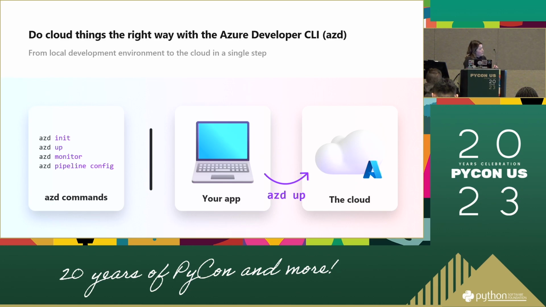But with AZD, the whole point is to keep things very high level, very simple, and follow more of a Git-centric workflow. So in this case, you have azd init, which initializes an application for the cloud, azd up, which packages, provisions, and deploys your app code to the cloud, azd monitor to check out your dashboards that are monitoring your app health, and then also azd pipeline config to set up CI/CD.